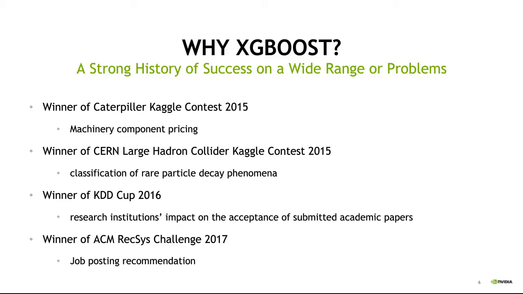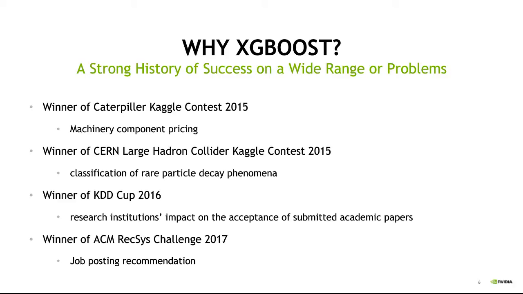CERN asked Kaggle contestants to identify a rare particle decay phenomenon that helps establish proof for a new understanding of physics. The Association for Computing Machinery's KDD Cup 2016 challenge asked participants to create a ranking of academic institutions based on each institution's predicted future acceptance rate for papers submitted to conferences. The 2017 ACM RecSys Challenge asked participants to match job postings with candidates that were qualified for these job postings.